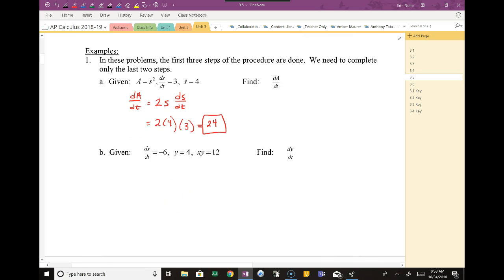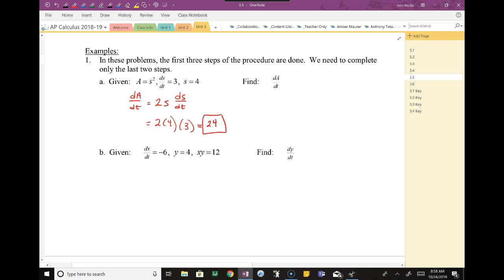Okay, let's try B. For number 6, they rate this slightly differently. They give us an instantaneous rate of change for the x as -6. So in this case, the x is getting smaller; negative means it's getting smaller. The instantaneous length of y would be 4. The equation we're going to work with is xy equals 12. And we're going to find the dy dt.